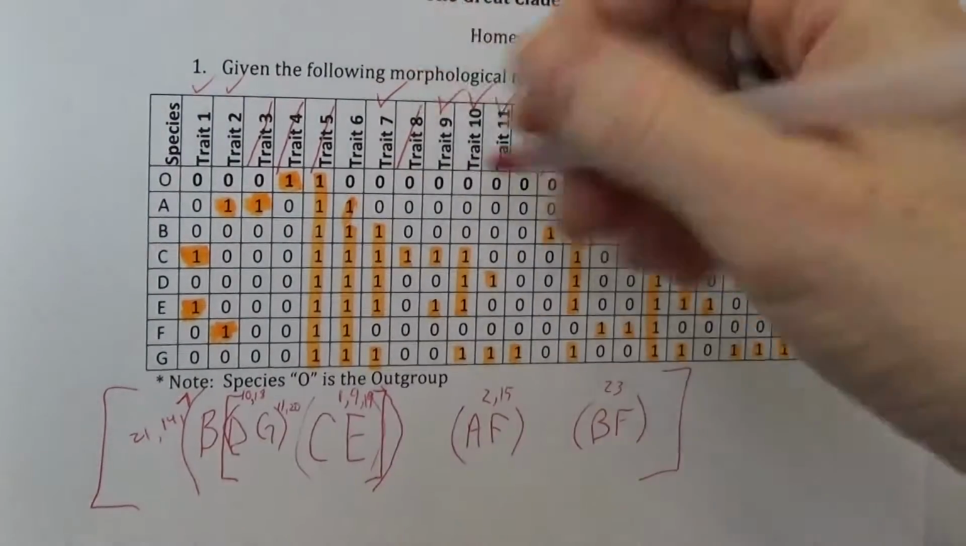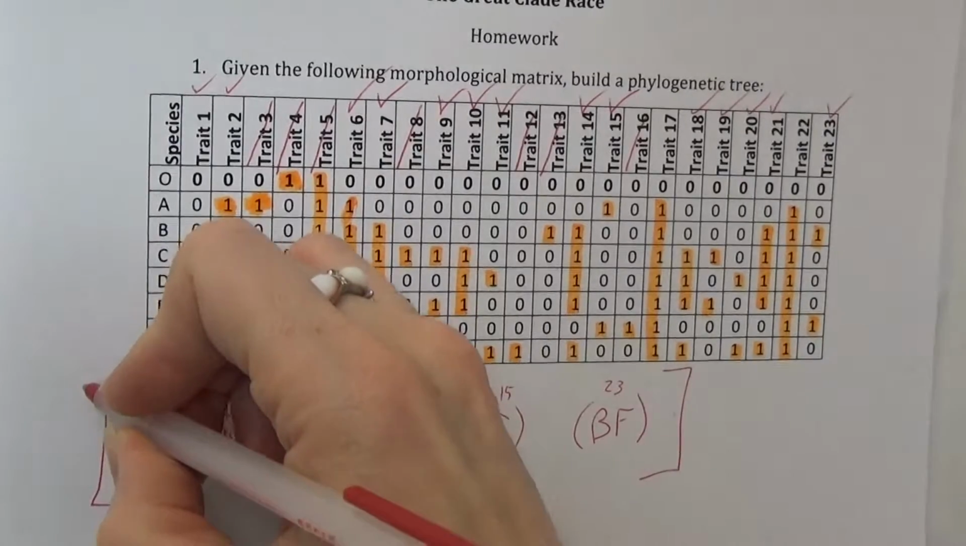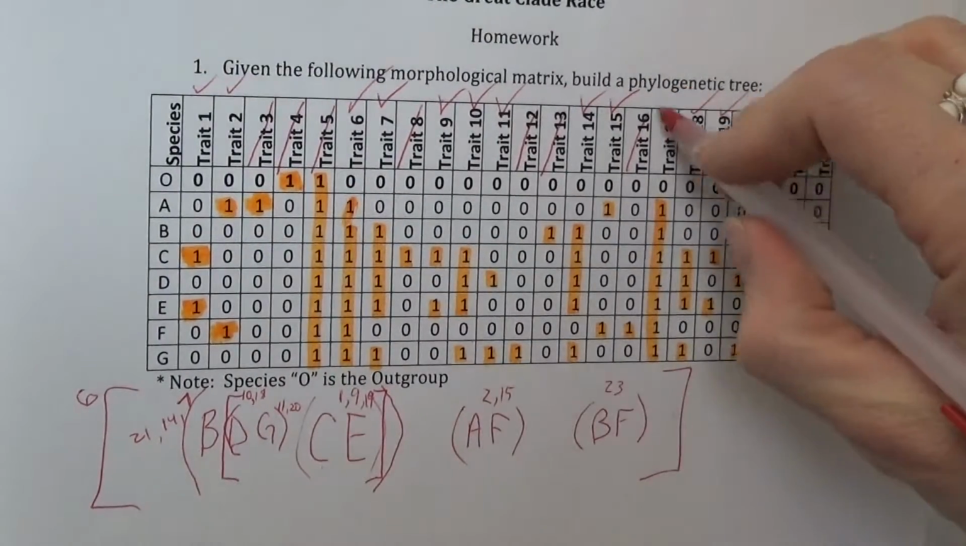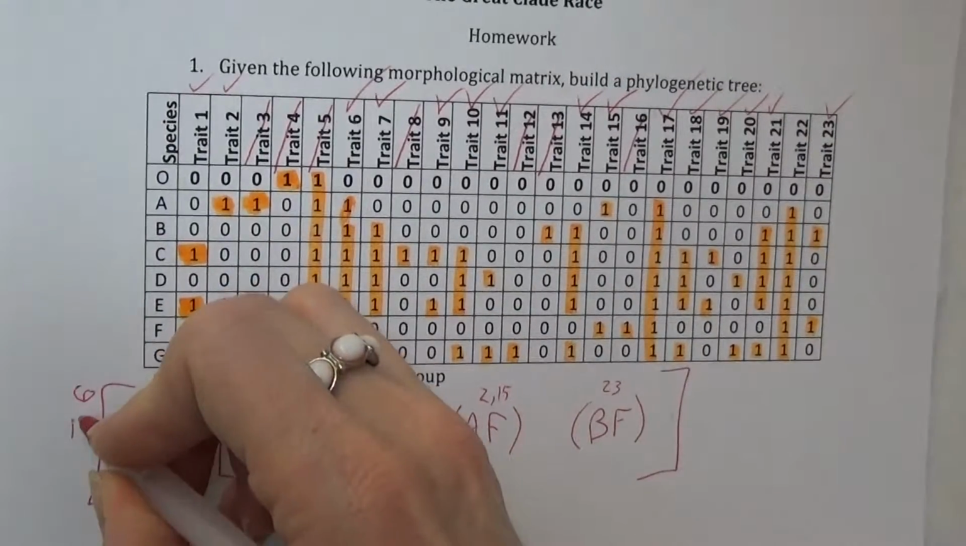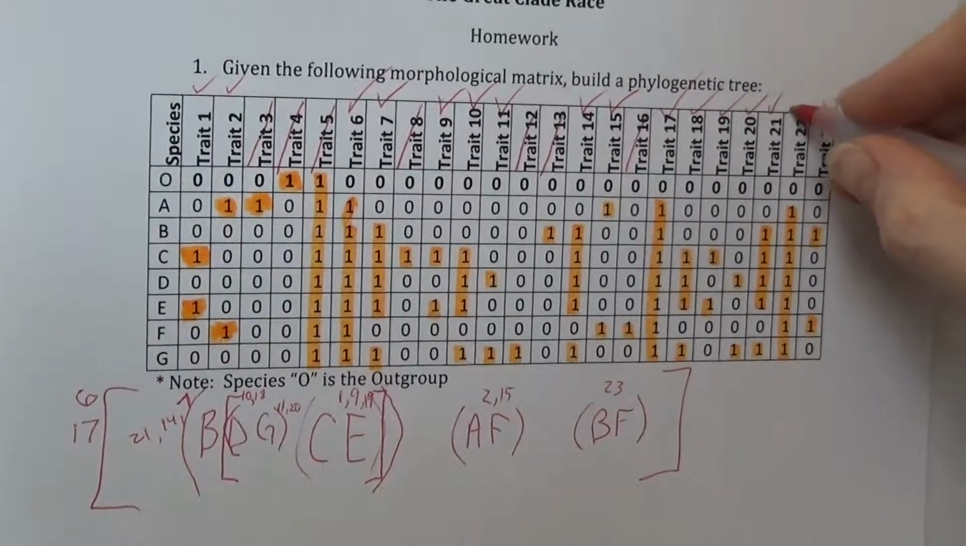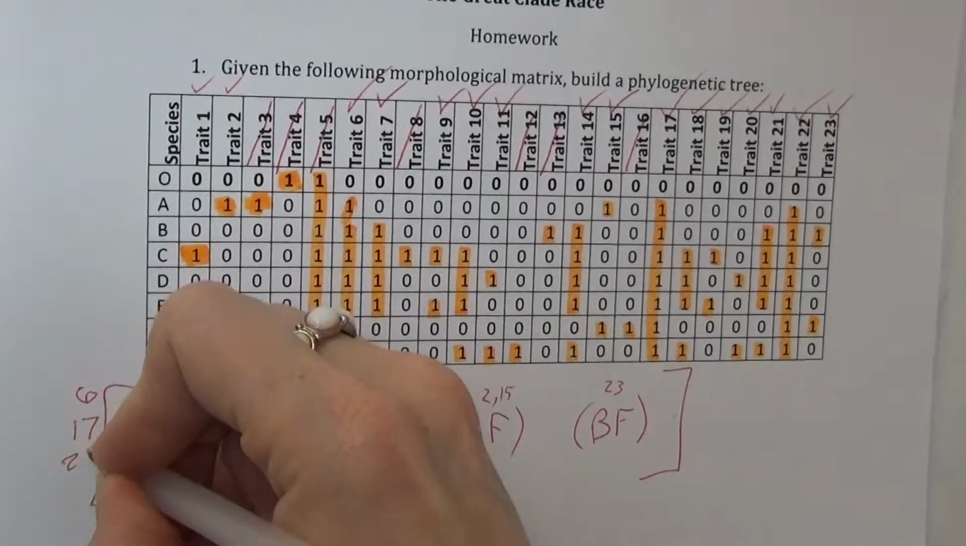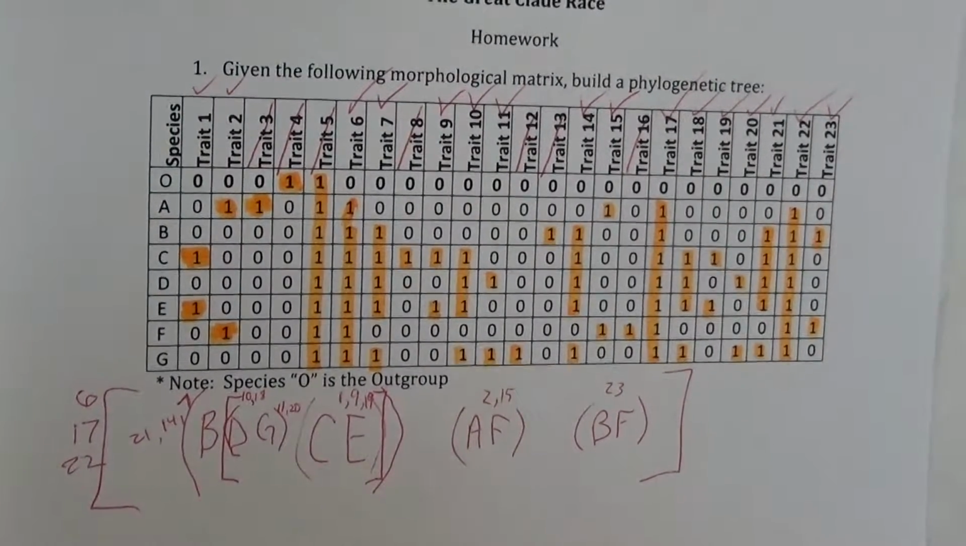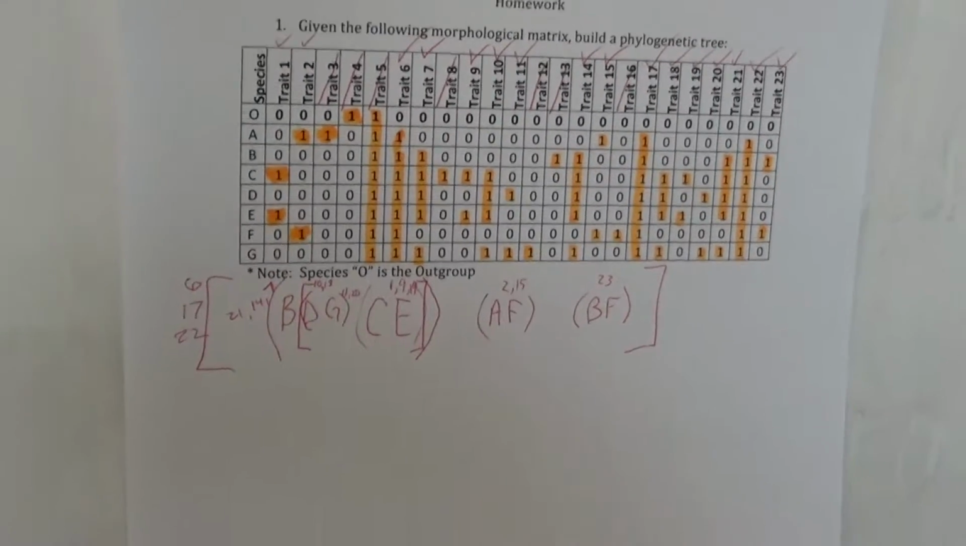And that was which traits? Trait 6 says that. All but the out group, trait 17 says that. Trait 22 says that. All right. Okay, so now that we have this, we can actually draw a tree. So I'm going to bring this out just a little bit so you can see. We draw the tree.